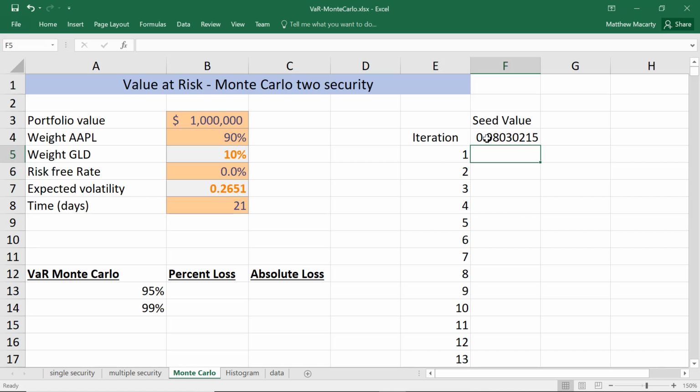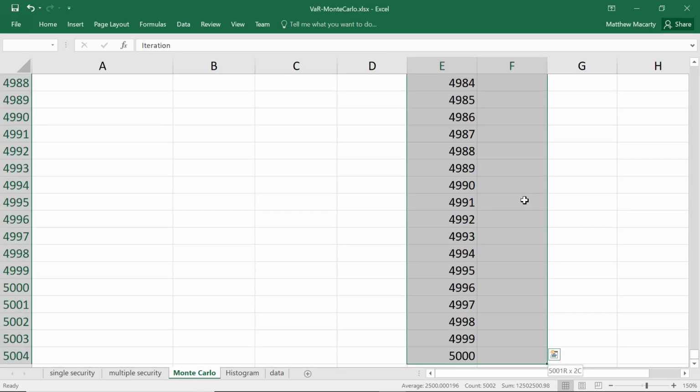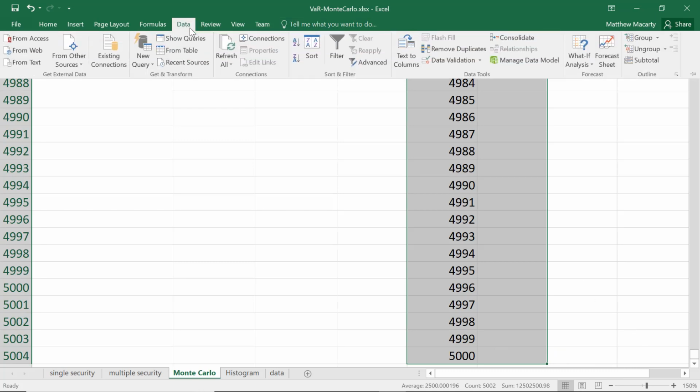All right, so once we have one simulated ending value, what we need to do is make many simulated ending values so that we can build a distribution. To do that, I'm going to use the data table feature in Excel. And first, I'm going to select all the data so you can see that I'm going to simulate 5,000 possible ending values. I'm going to go to the data tab and select what-if analysis, and then select data table.